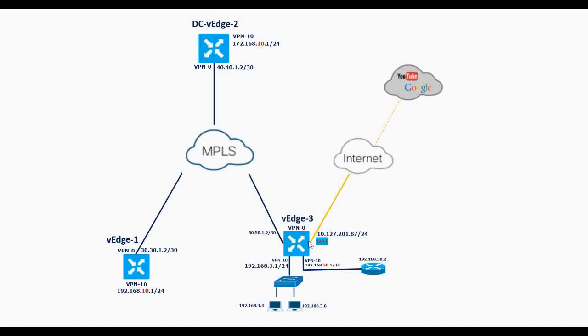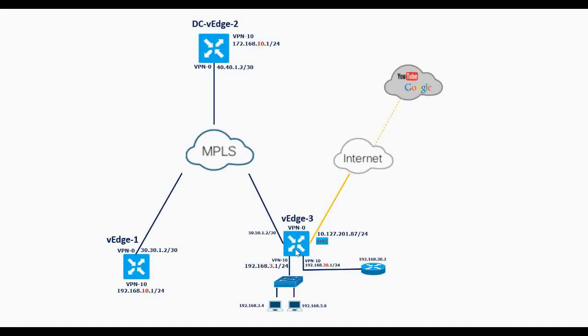So in the lab topology, on VH3 under VPN 0, I have one link to MPLS, the private link, and I have another link to the public internet. And under VPN 10 I have two interfaces, one with subnet 192.168.3.1 and another with 192.168.30.1. So I'm going to configure a centralized data policy to allow internet access for the users under the subnet 192.168.3.1/24. That is these two machines I have in the lab, 3.4 and 3.8.